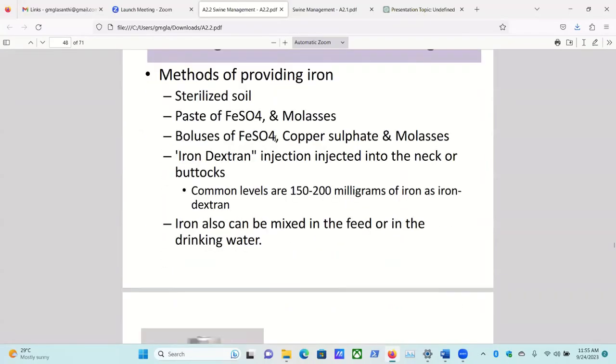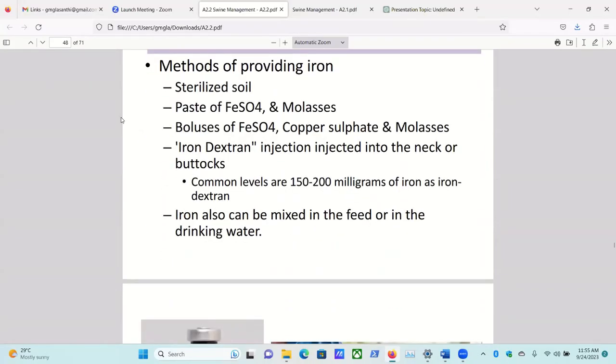Other than injection, there are some methods we can follow to give the iron. One is sterilized soil. We can put some soil inside the cage or inside the pen of the animal, and they will eat that soil to fulfill the ferrous requirement.